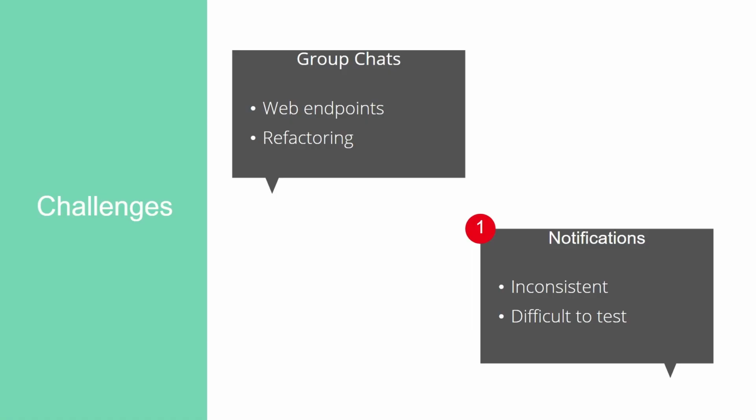One of the functions that we couldn't get to work was group chats. We had originally designed chats to only be between 2 people and ran into a lot of difficulties when trying to recreate the web endpoints and refactoring the code to include more than 2. Our biggest challenge was the notifications. Due to their inconsistency, testing them was unreliable because of times where the notifications would be sent from the server or pushed to our application.